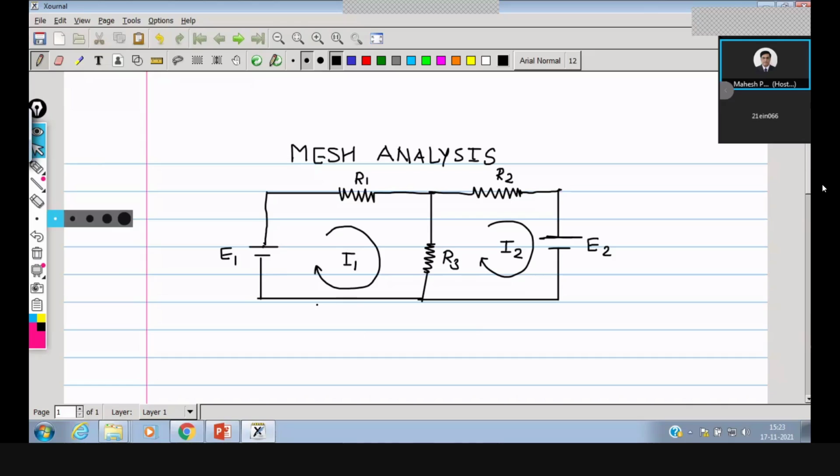Fine. So our goal is to find out the current flowing through the different branches. Suppose the current flowing through this branch, the current flowing through R2, and the current flowing through R3. So our goal is to find out the various currents flowing through the various branches using mesh analysis. So first of all, our goal is IR1 that we need to find, IR2 which we are going to find, and IR3 which we are going to find. Fine. So this is our goal.